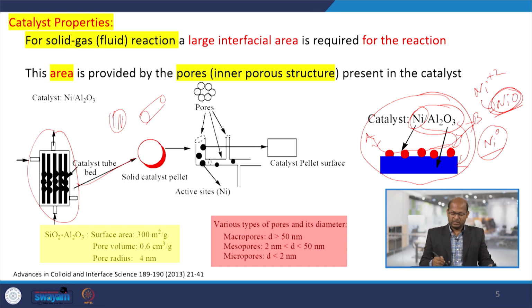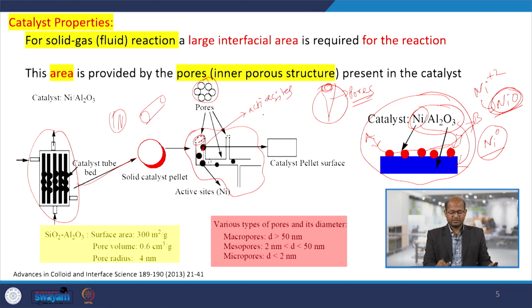Whenever we talk about the catalyst, it is in the form of spherical particles. As I said, in the catalyst there are so many pores available. These are called pores, and different types of pores are available. Here you can see these are the pores, and this is maybe a large-diameter pore. Here are the active sites that are distributed here, here.